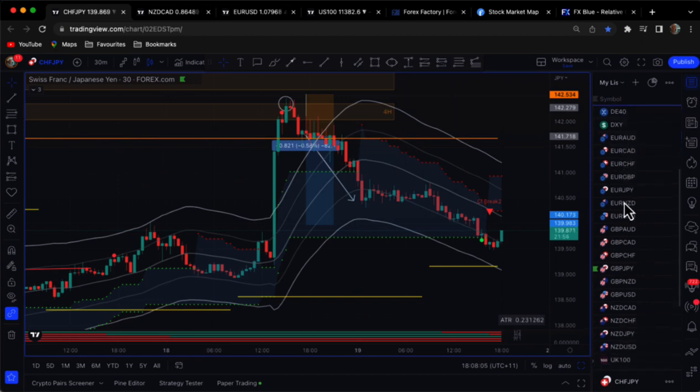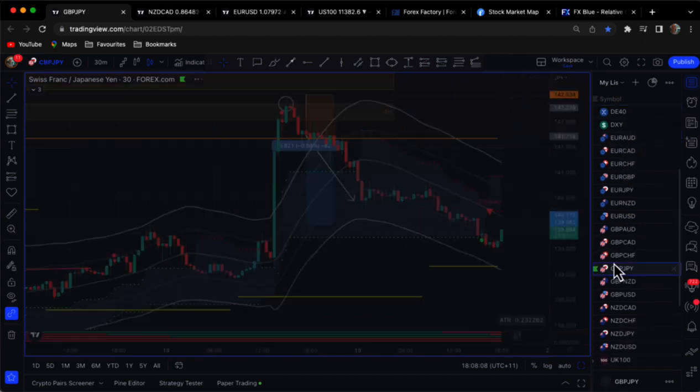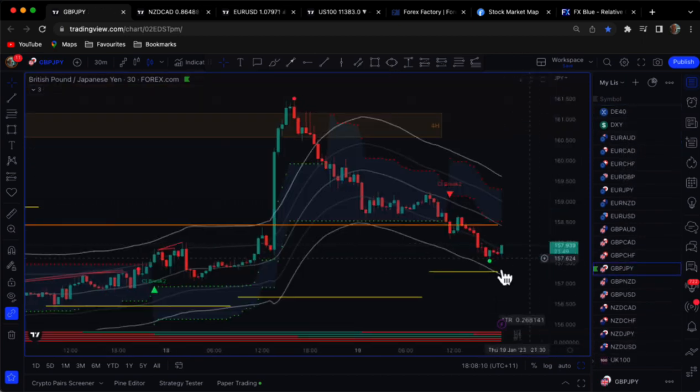So that's the Swissy yen, and then the other one was the pound yen. 3 nice trades that we took yesterday.